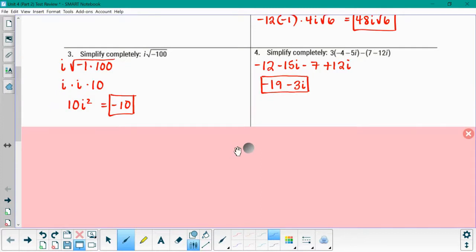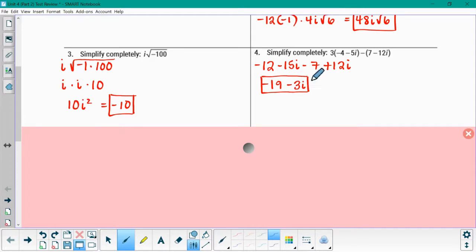3 and 4, we again are simplifying. Remember, I have a square root of a value that I can actually take the square root of. So I just went ahead and rewrote this as -1 times 100. Square root of -1 is i. Square root of 100 is 10. i times i is i squared. And remember, anytime I see i squared, that should be simplifying to be -1. -1 times 10 is -10.